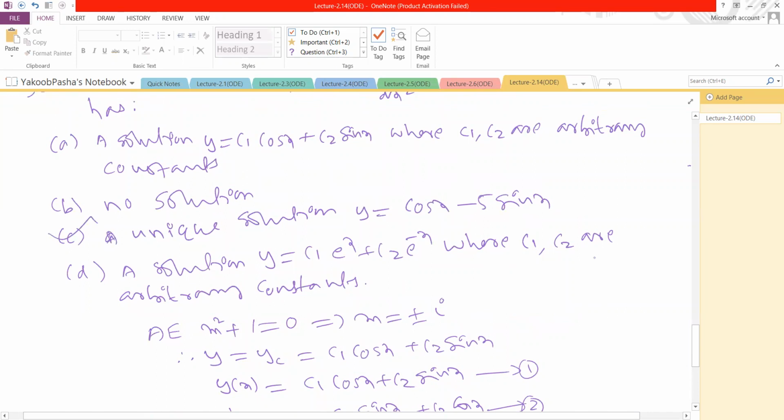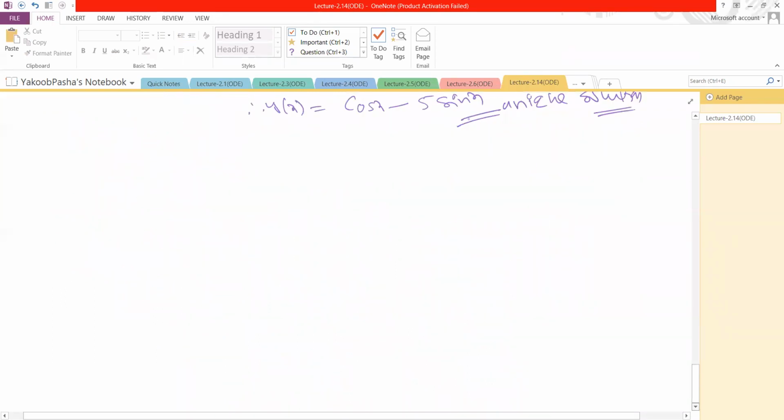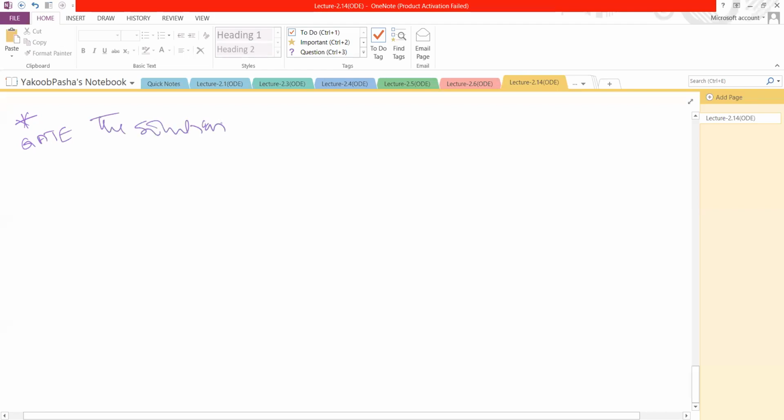Okay. Now I'm taking another problem from GATE. This is the GATE problem. The solution to the initial value problem.